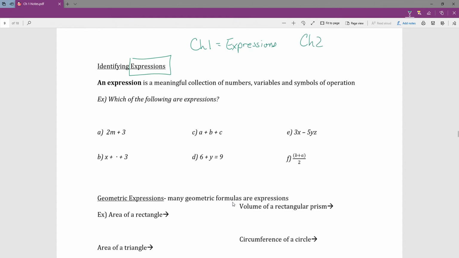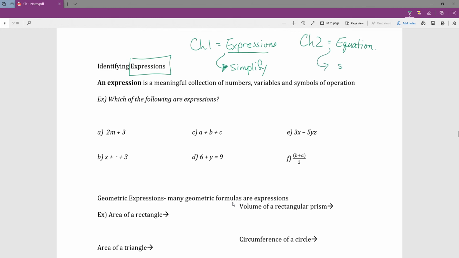Chapter 2 is all about equations. And this is the first time I'm going to say this, but it will not be the last time. Expressions, all you can do with expressions is simplify. Even if they have letters in them, you can't tell me what x equals. You can't tell me what a equals, right? Unless the question does, but you can't solve them.